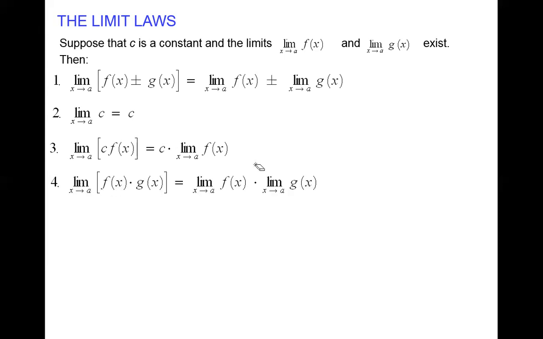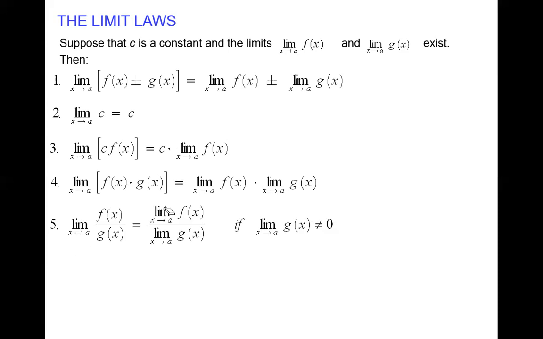The limit of the product is the product of the two limits. The limit of the quotient is the quotient of the two limits. With this one, we have to be careful, and the limit of the function in the denominator shouldn't be 0, because if it is 0, we have to do something else with the entire expression f of x over g of x. We have to simplify.